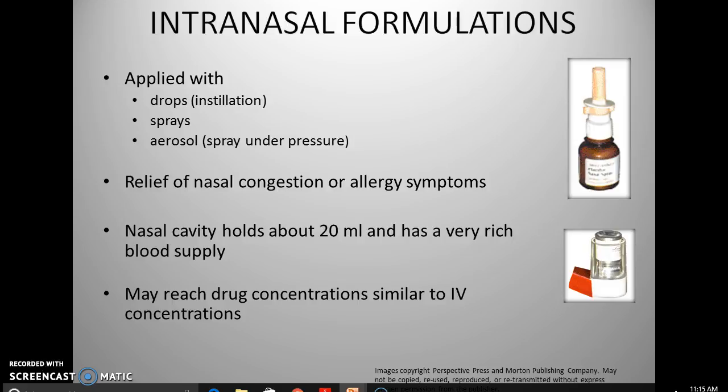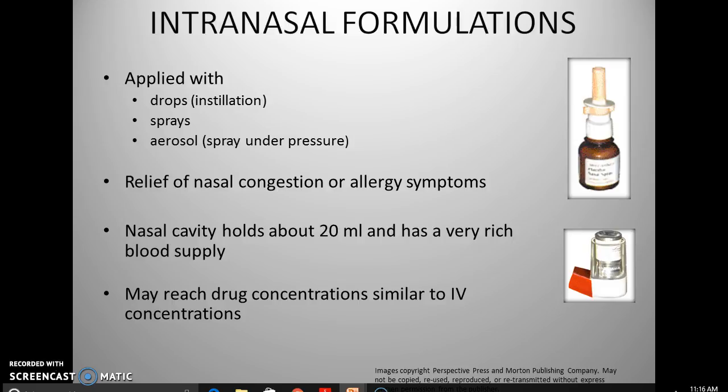Okay. Let's go ahead and begin to talk about intranasal formulation. So when we talk about intranasal formulation, there are many different types. They could be associated with a drop or what's called inhalation. It could be sprays that are sprayed into the nose, or it could be an aerosol. An aerosol is a spray that's under pressure.